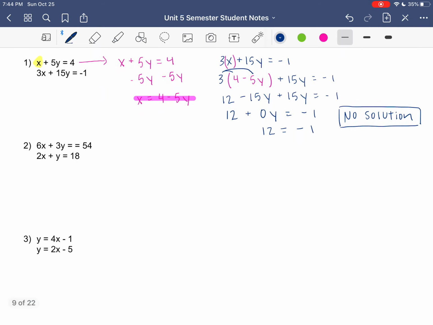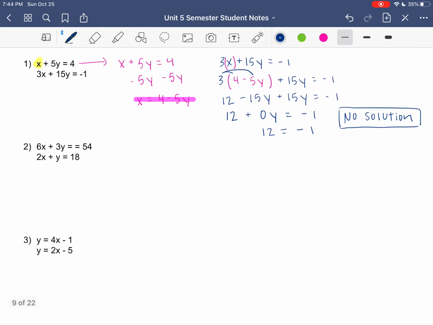All right, let's try number 2. So it says we've got 6x plus 3y equals 54. You just need that first equal sign. That's a typo. And then 2x plus y equals 18. So again, when I'm deciding what variable I want to get by itself, I'm looking for one that doesn't have a coefficient. That's going to be the least amount of work. So this y would be the easiest thing to get by itself. So let's make that y isolated.